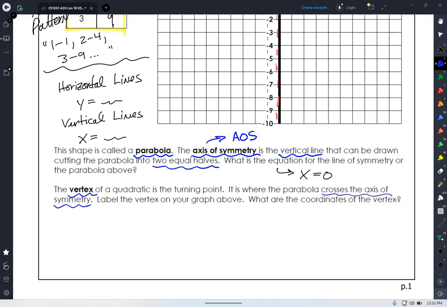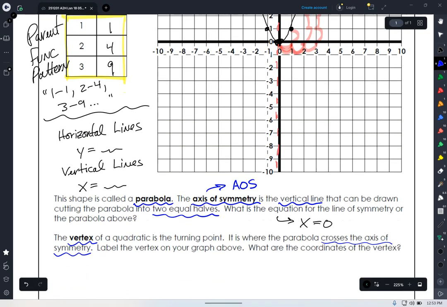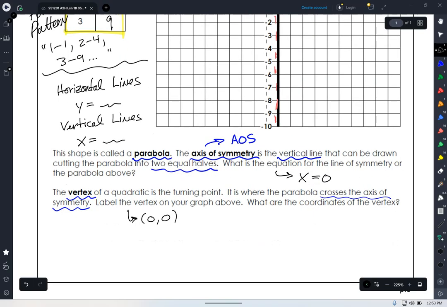So the vertex always sits on the axis of symmetry. Did you get that? That's really important. The vertex always sits exactly on the axis of symmetry. Okay? Now, if we were going to label our vertex here above, we're just going to swoop a little arrow here because it's a little hard to do it on the picture. Our vertex would be (0, 0) for this particular graph. Okay, this is our vertex. That's what it asks us right there. What are the coordinates of the vertex?